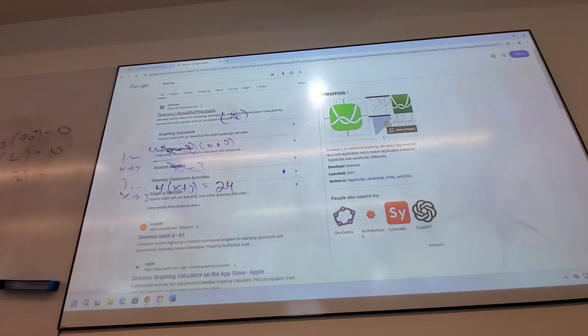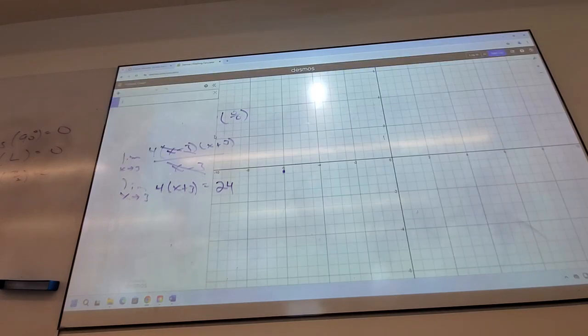Desmos, beautiful free math. What was it again? It was 4x squared minus 36 over x minus 3. I probably didn't need those parentheses, but it's okay.